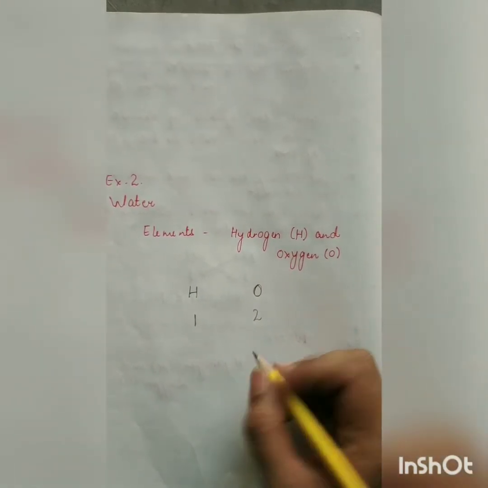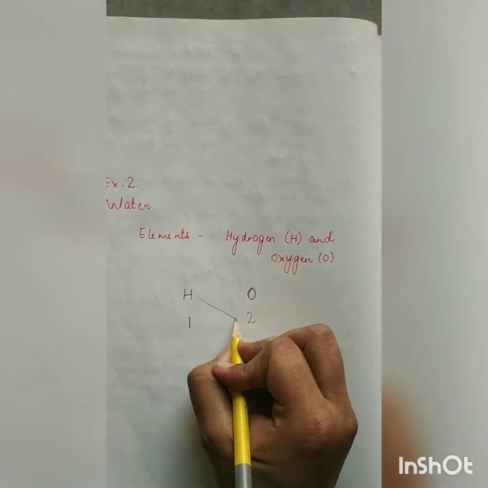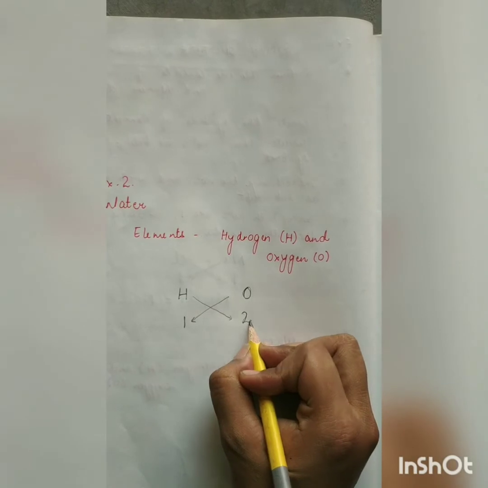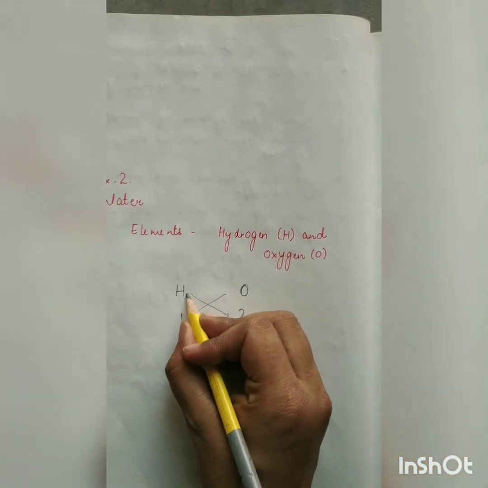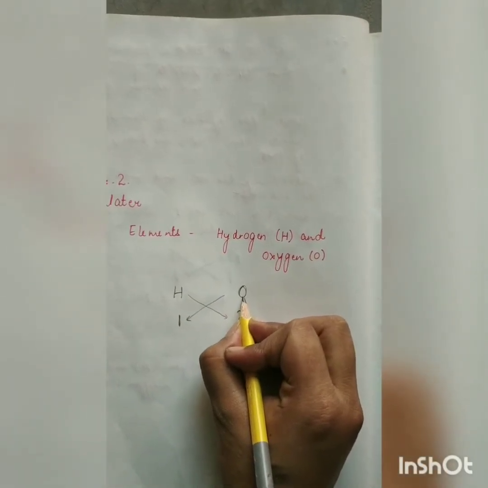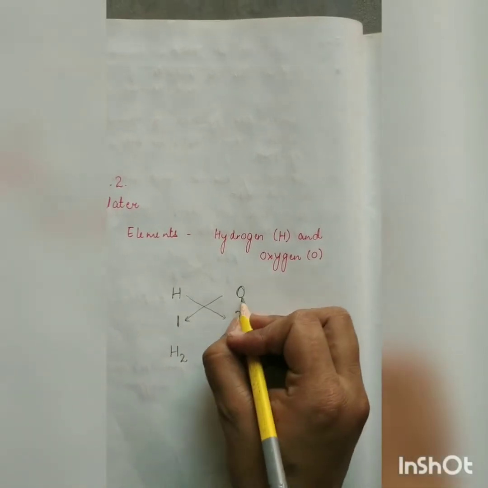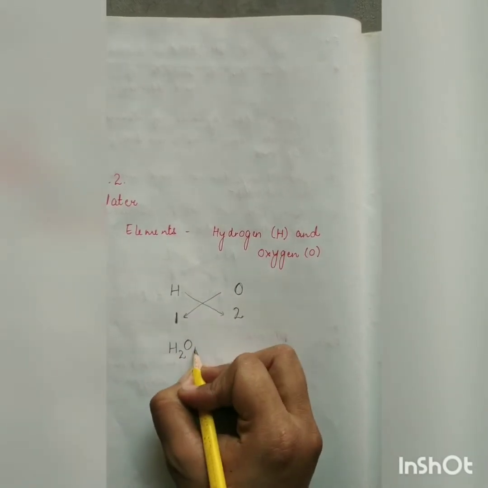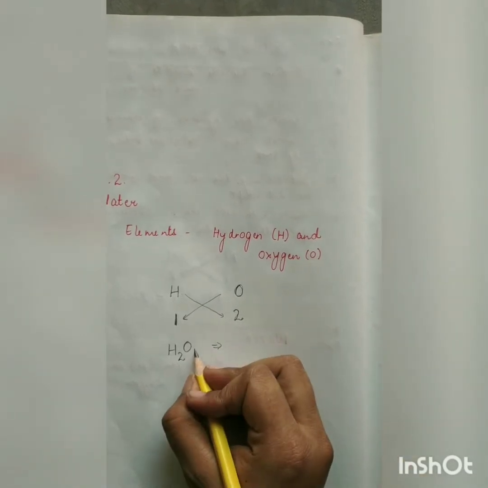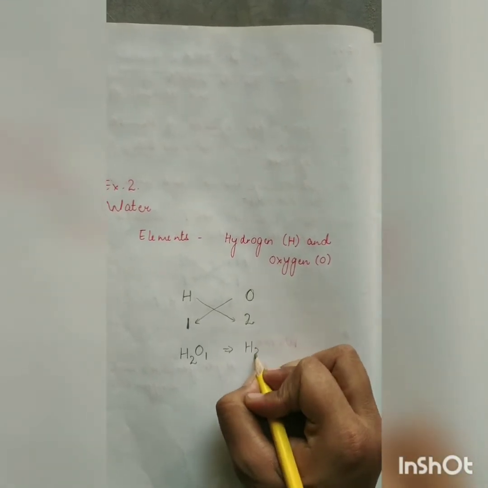This we have already done. Third, you have to interchange the valencies. That is, the valency of oxygen will be used as subscript of hydrogen and the valency of hydrogen will be used as subscript of oxygen. So it will be written like this: H2 and then this, then O and subscript is 1. As you know, in chemical formula 1 is not included. So the chemical formula of water becomes H2O.